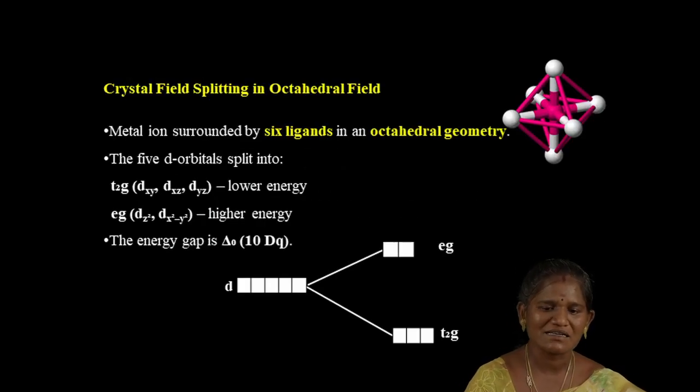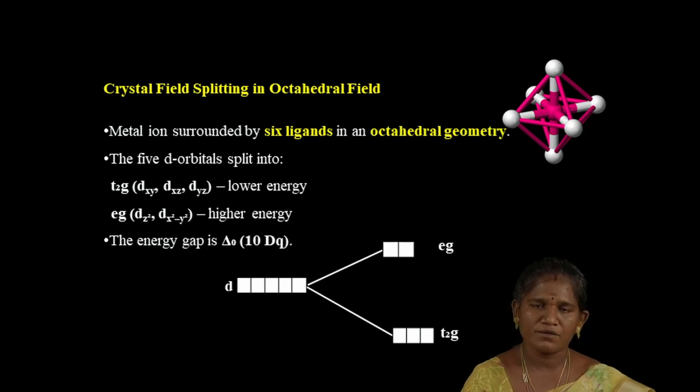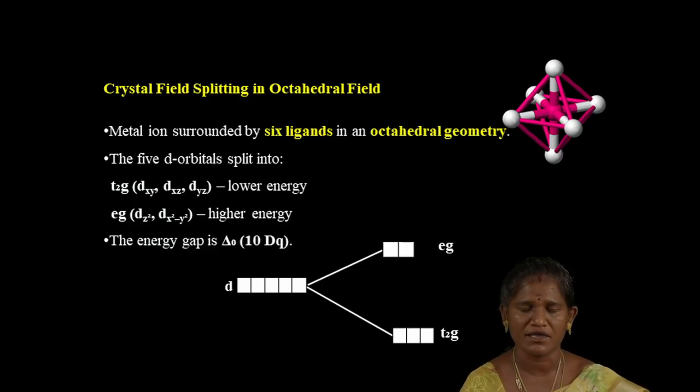Next, crystal field splitting in an octahedral complex. Crystal field theory explains there is an electrostatic interaction between the ligand and the central metal ion. Due to this electrostatic interaction, the degeneracy of the metal ion will be removed. So it will split into t2g and eg sets.